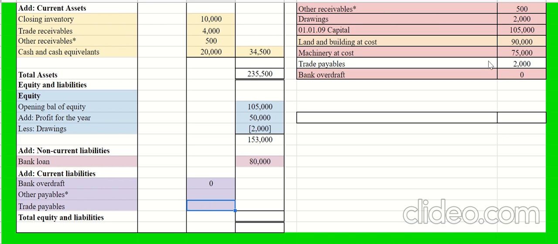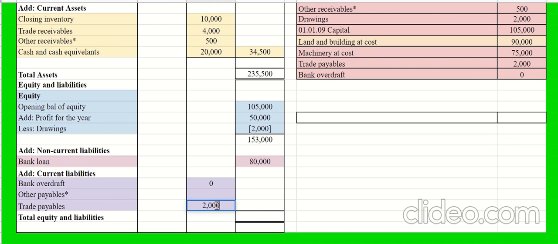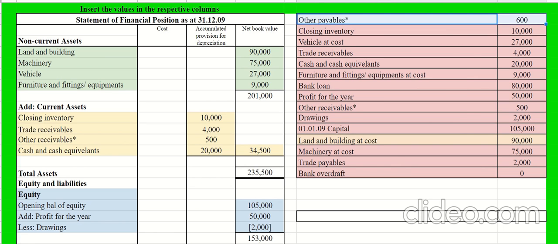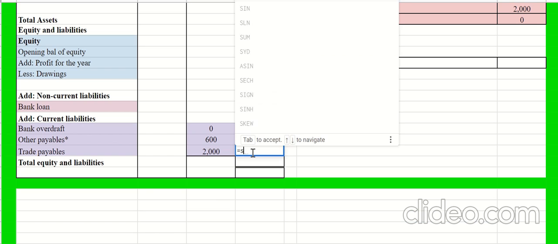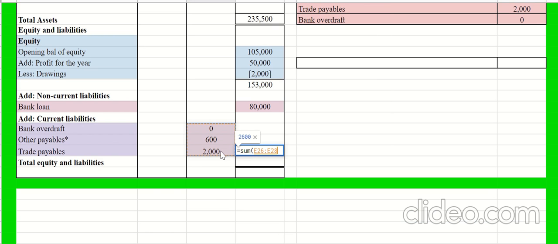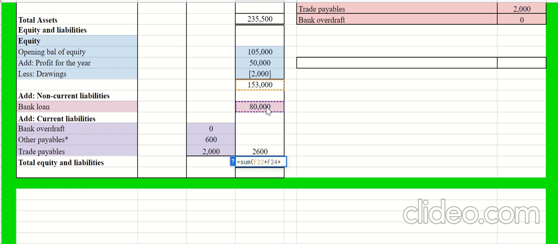Trade payables value is 2,000. And let's find the value of other payables, which is 600. Now, let's find the total of the current liabilities, which is 2,600. Now, let's sum up the closing equity, the bank loan, plus the non-current liabilities.